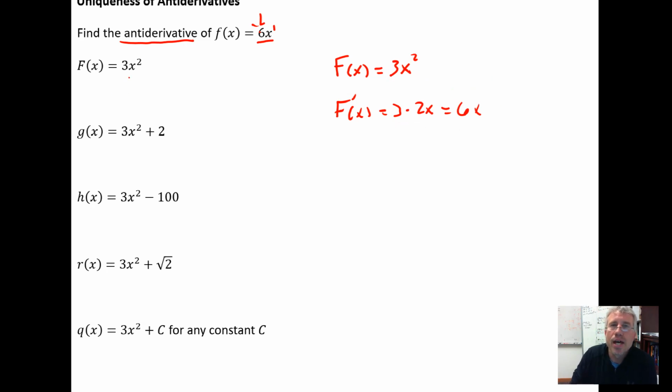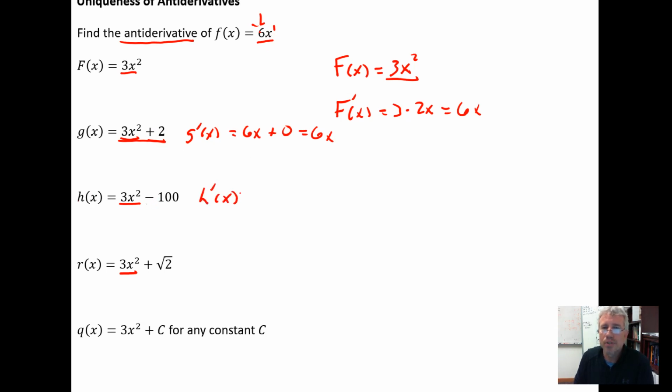But what I want to notice is that if I have a 3x squared, which is an antiderivative of 6x, because its derivative is 6x, adding any constant to it isn't going to change the derivative. If I make a guess for an antiderivative of 3x squared plus 2, when I take the derivative g prime of x, I'm going to get 6x plus the derivative of 2 is 0. I get 6x. So this function is an antiderivative of 6x. If I make my guess 3x squared minus 100, this will also be an antiderivative because h prime of x will equal 6x minus 0 equals 6x. The derivative of a constant is 0.